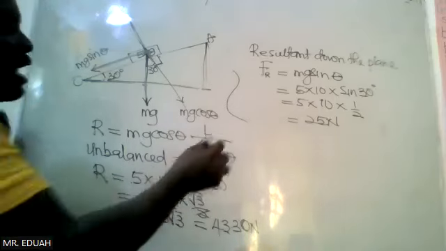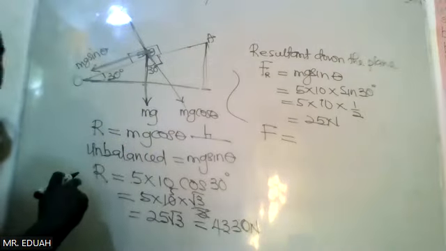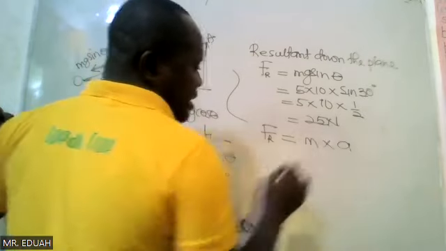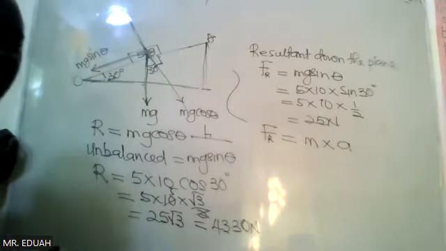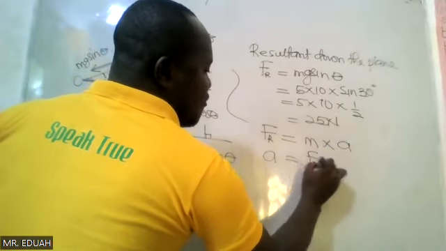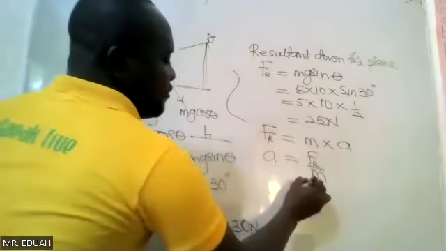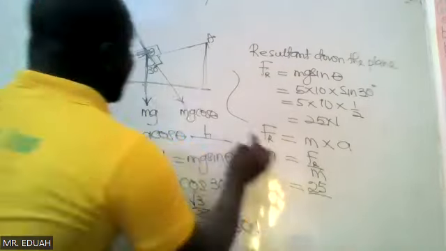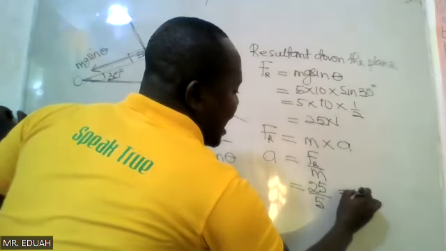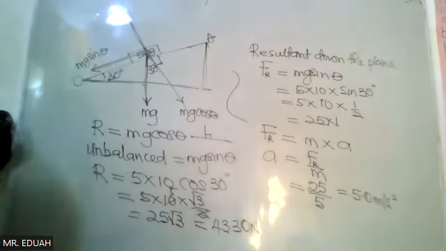Okay, so pay attention. Newton is saying that every acceleration is caused by a resultant force. So F resultant is equal to ma. Therefore, if I'm looking for the acceleration, a is equal to F subscript R over m. What is the resultant force? 25. What is the mass? 5. Therefore, the acceleration is 5.0 meters per second squared. So beautiful.